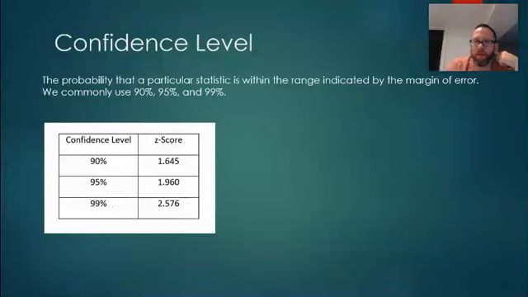So these are the z-scores we're going to use all the time for these different confidence levels. They'll always be given to you. You don't have to memorize those and re-look them up. We did that already. We know where they came from. We can just use them now.